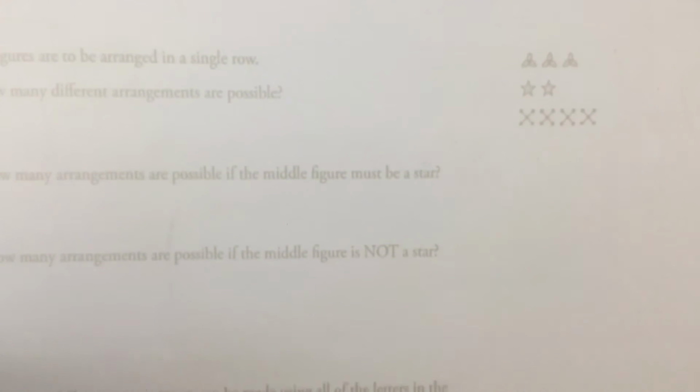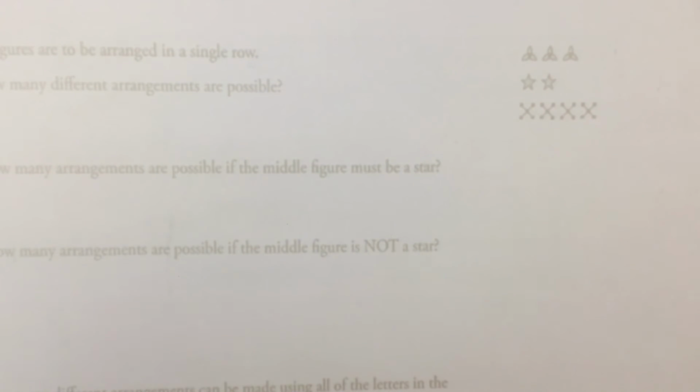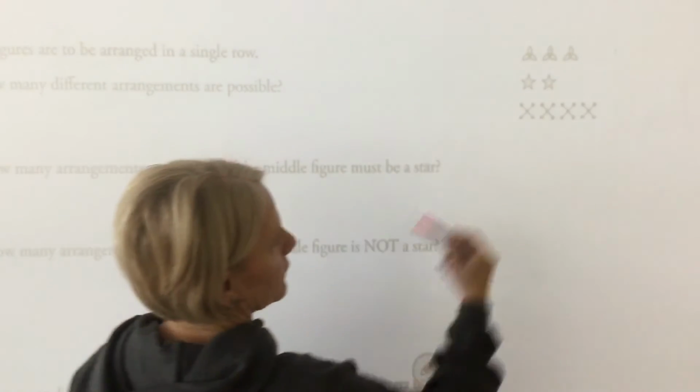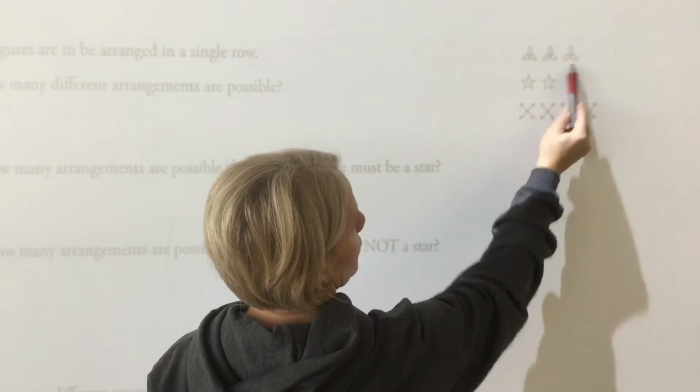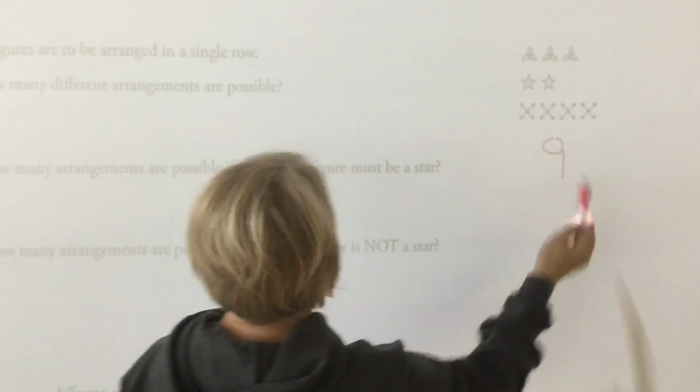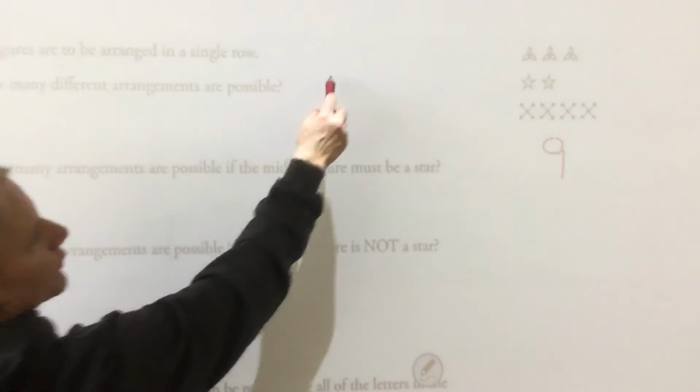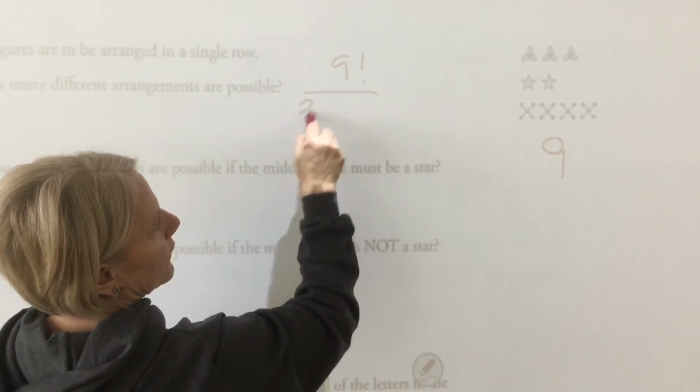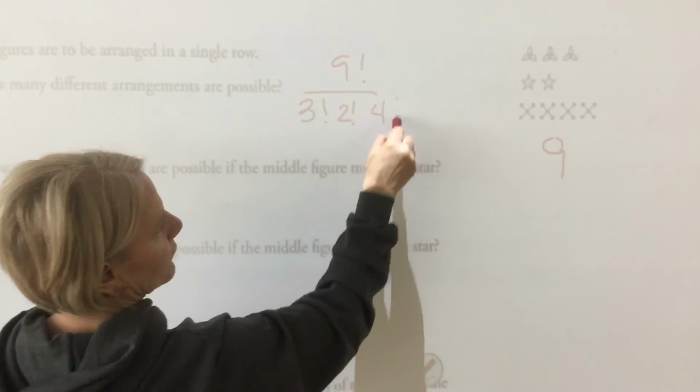Number 2, it's similar to the example we did. So this time we want to think about the total number of objects. 1, 2, 3, 4, 5, 6, 7, 8, 9. There are 9 objects. And so I would put 9 factorial, and then I would start to divide out the repetition.